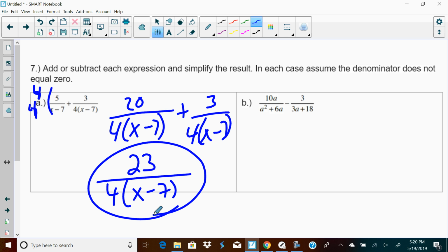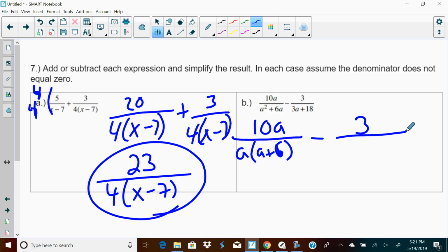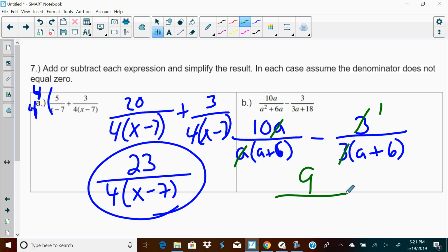For B, I'm actually going to factor first and see if there's anything I can cancel. So I get 10a over, I can pull an a out, a plus 6, minus 3 over, pull out a 3, a plus 6. So I can actually simplify first. So 3's cancel out, a's cancel out. This becomes a 1. So I do 10 minus 1. So I get 9 over a plus 6.